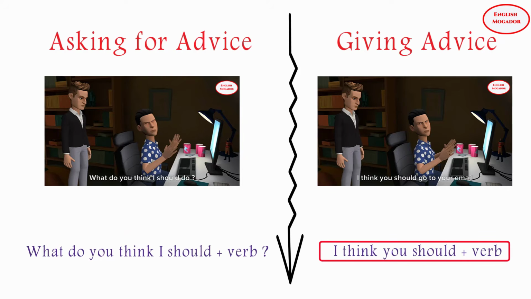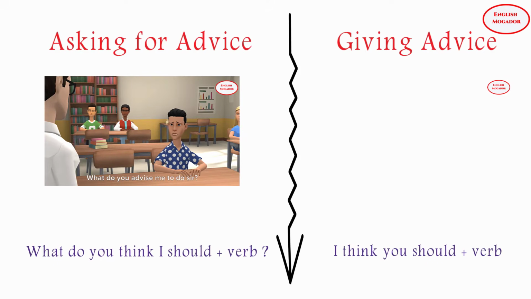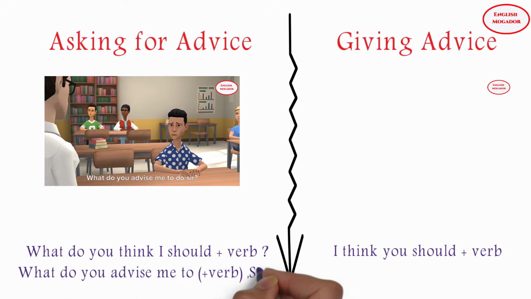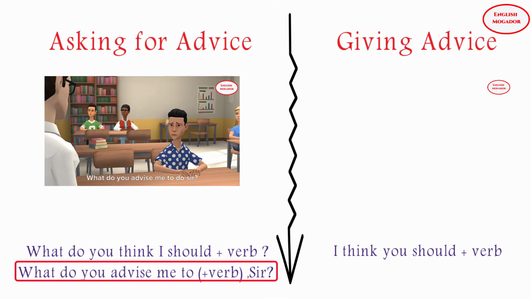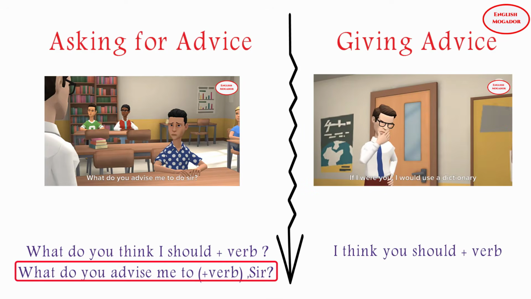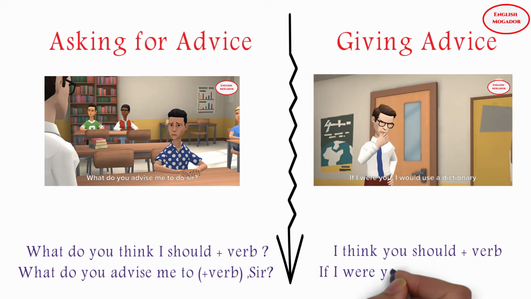Now it's time to analyze another example from the animation. What do you advise me to do, sir? So another way to ask for advice is to say "what do you advise me to" plus a verb. If I were you, I would use a dictionary and explain all the difficult words. Another way to introduce advice is also to say "if I were you, I would" plus a verb.